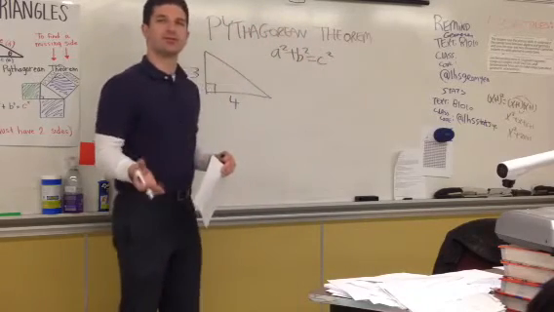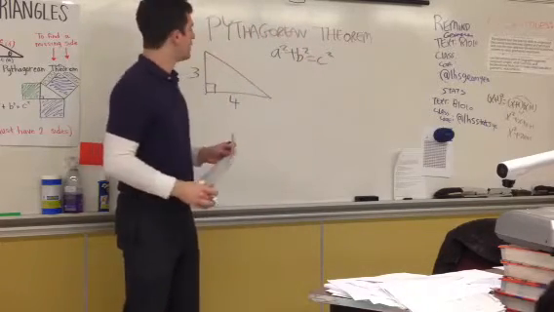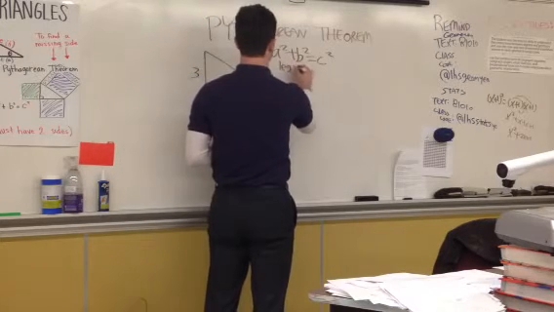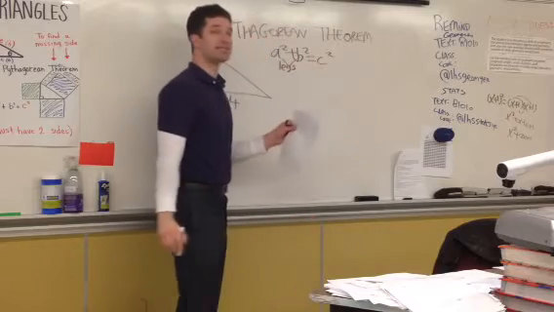So let's go over some of the terminology that we need to know. A squared and b squared, these are our legs. C is going to be our hypotenuse.